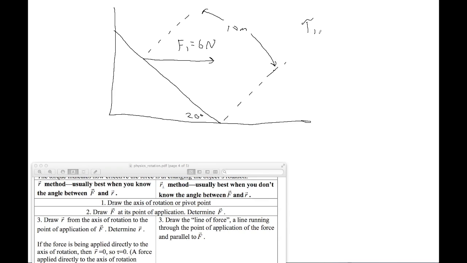So let's figure out the torque from force 1 here. It's 6 newtons. Okay, so if I have this force here and my pivot is at the bottom, then it's going to be a clockwise rotation. So the torque is going to be negative. And then it would be 10. So the moment arm would be 10 times cosine of 20 degrees, and then times the 6 newtons.